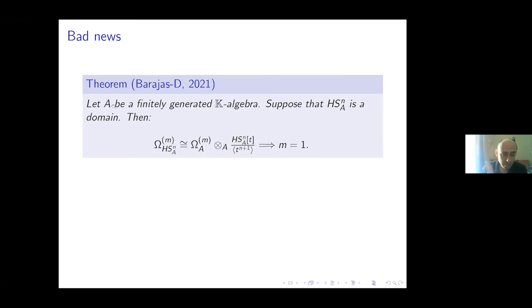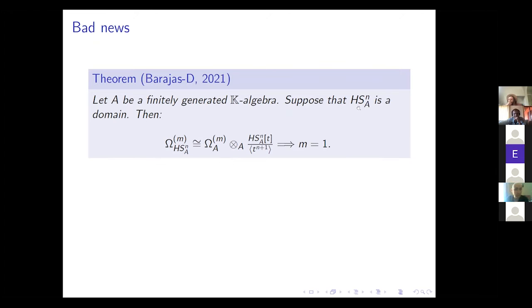If you consider any finitely generated K algebra such that the Hasse-Schmidt algebra is a domain, for instance, consider A to be the polynomial ring, then the expected formula, the desired formula, holds only for m equals 1, okay? So there is no way to have this isomorphism, this higher order formula. Now, how do you prove this?